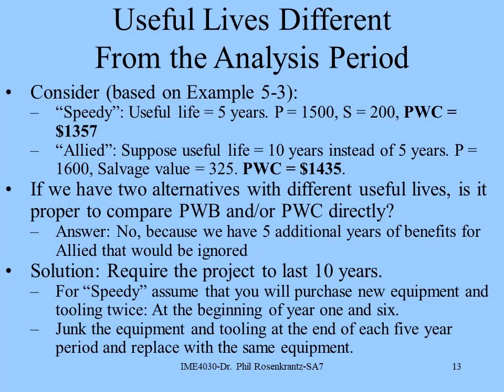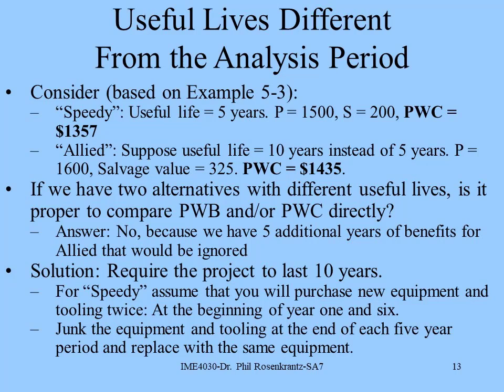Here we have the case where we have useful lives that are different from each other and or from the analysis period, and we're going to build on example number 5-3. In that example, we had Speedy, the alternative, had a 5-year useful life, but now we're going to set Allied up with a 10-year useful life, and if we do that, we find that the present worth for the Allied alternative is now $1,435. Now if we compare those and we want to minimize the present worth of cost, we would pick Speedy.